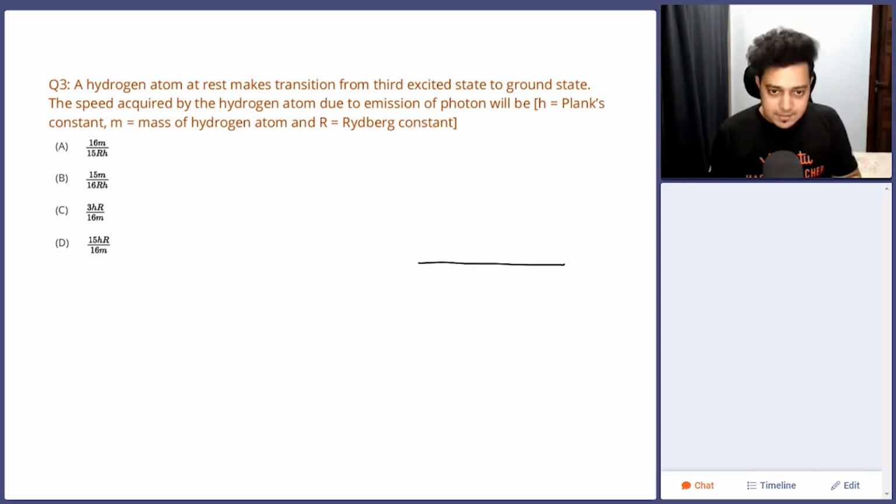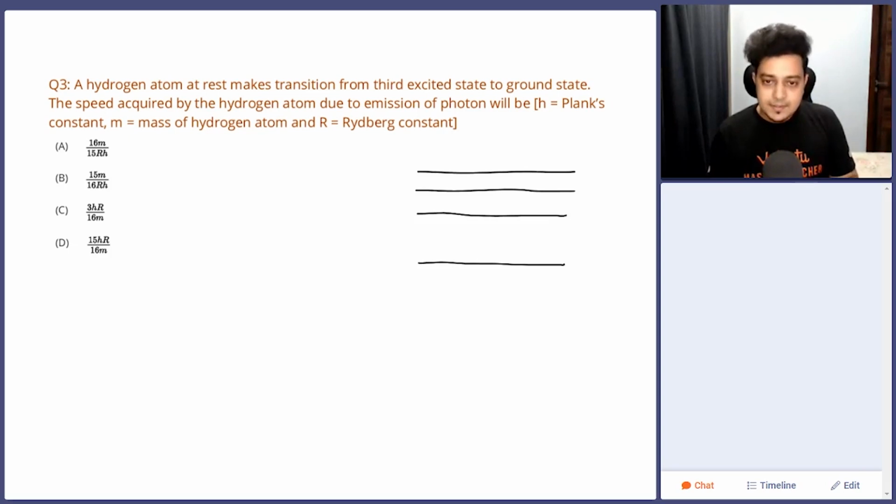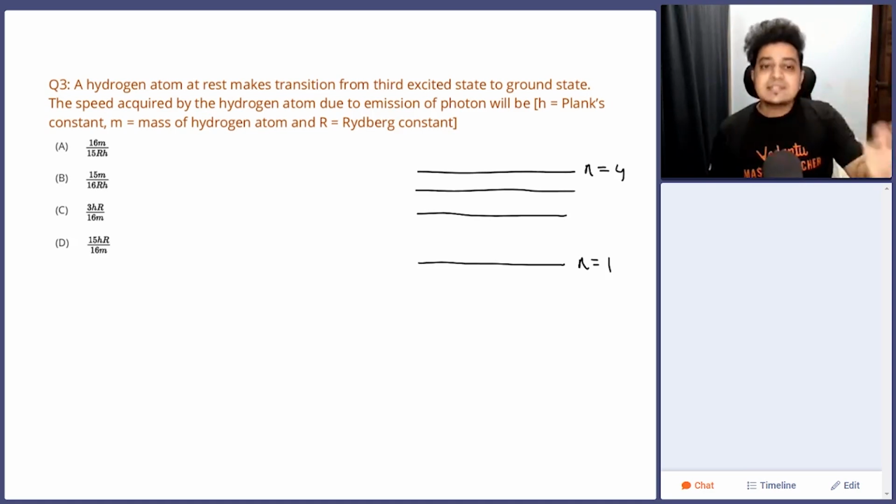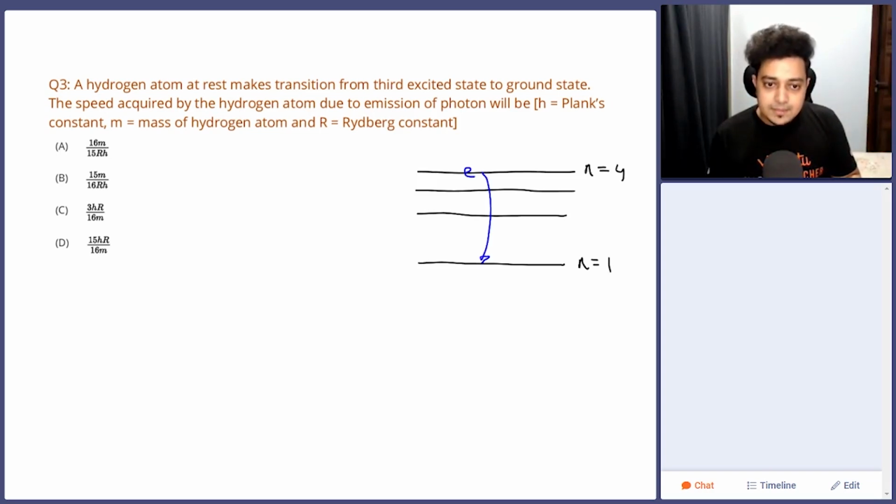Okay, so this is the ground state, first excited state, second excited state, third excited state. Third excited state means orbit number 4, and ground state means orbit number 1. So a hydrogen atom at rest makes a transition from the third excited state to the ground state. So the electron of this hydrogen atom will jump from n equal to 4 to n equal to 1.